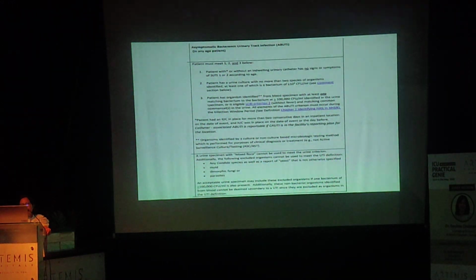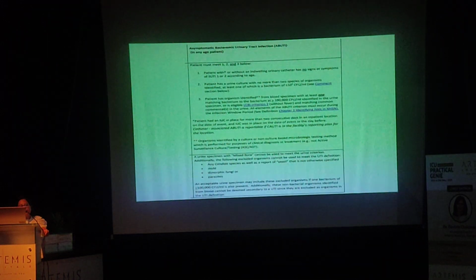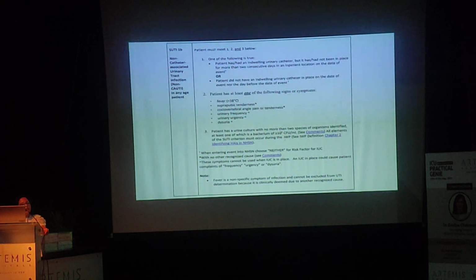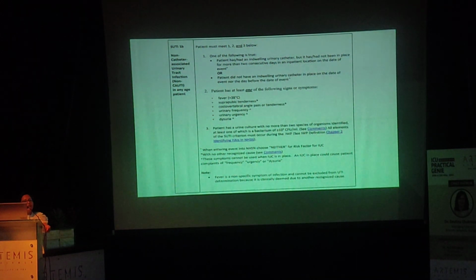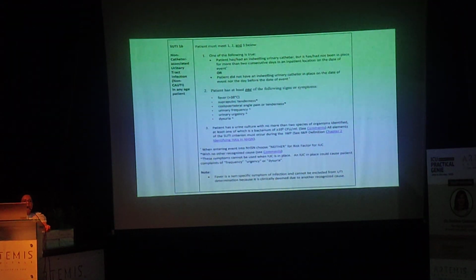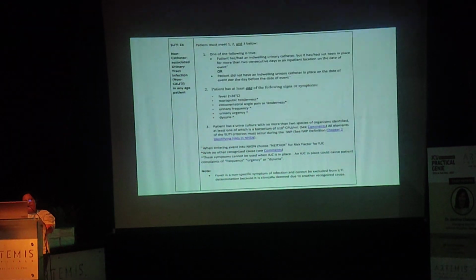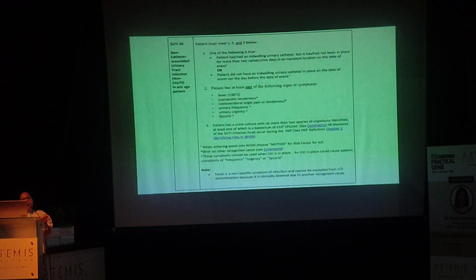SUTI 2 criteria. This was SUTI 1A. 1A is catheter associated. Then we move forward to SUTI 1B criteria. In 1B criteria, the patient has or had an indwelling urinary catheter, but it has or had not been in place for more than 2 consecutive days, or it was removed more than 1 calendar day prior to the sample collection. That means the criteria which were fulfilled in type 1A should not be there in 1B.